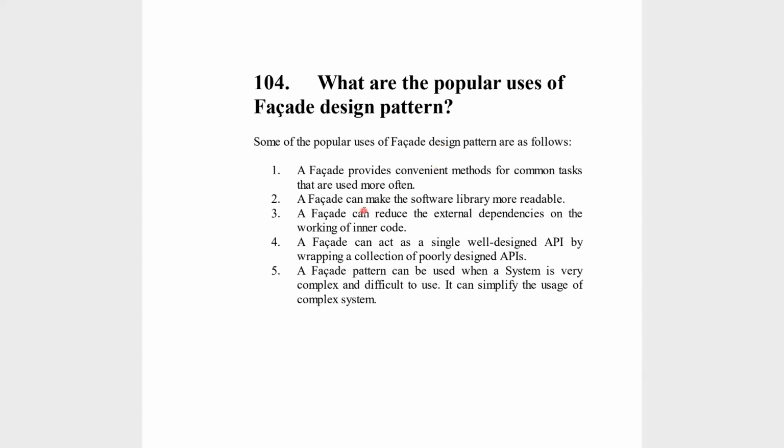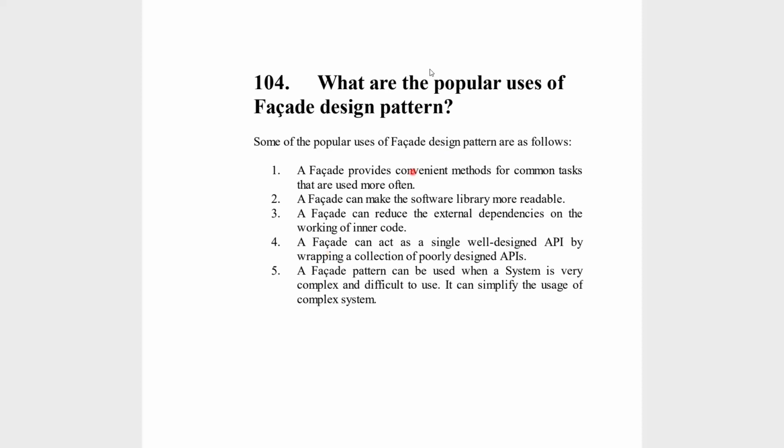The second one is that it makes the software library more readable. It can also reduce the external dependency on the working of inner code. A facade can act as a single well-designed API by wrapping a collection of poorly designed APIs. A facade pattern can be used when a system is very complex and difficult to use. It can simplify the use of a complex system.